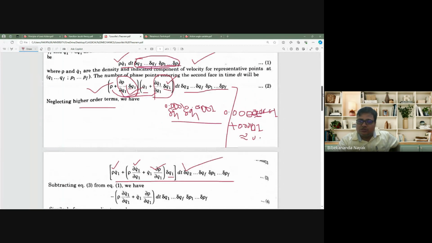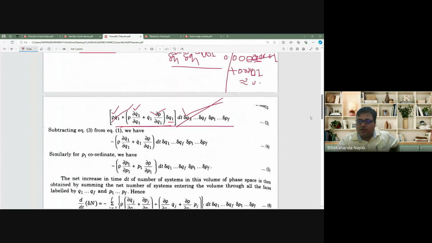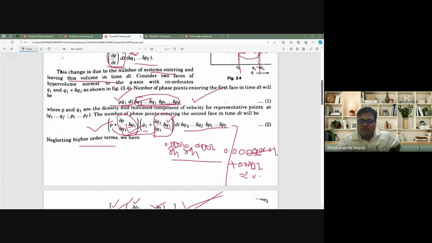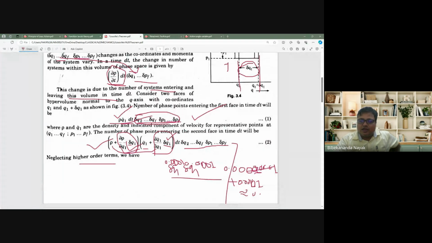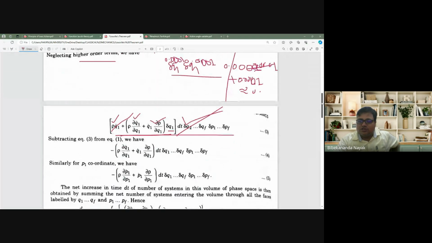By subtracting these two, what do you get? Rho q1 dot appears in both and cancels. Only the second term multiplied with the volume element remains. The number remaining in the system means incoming minus outgoing. You know it: remaining in the system is incoming minus outgoing. Because of that, there is a minus sign, so the result will be this much, with this term carrying a minus sign.